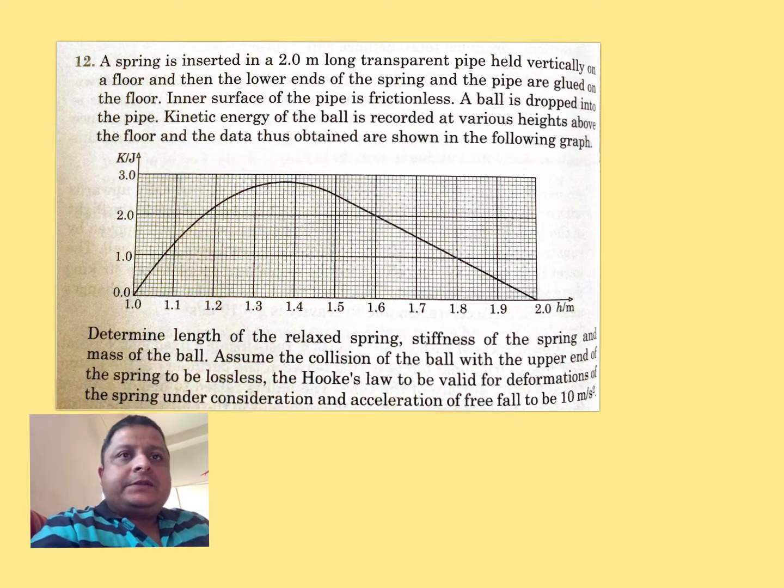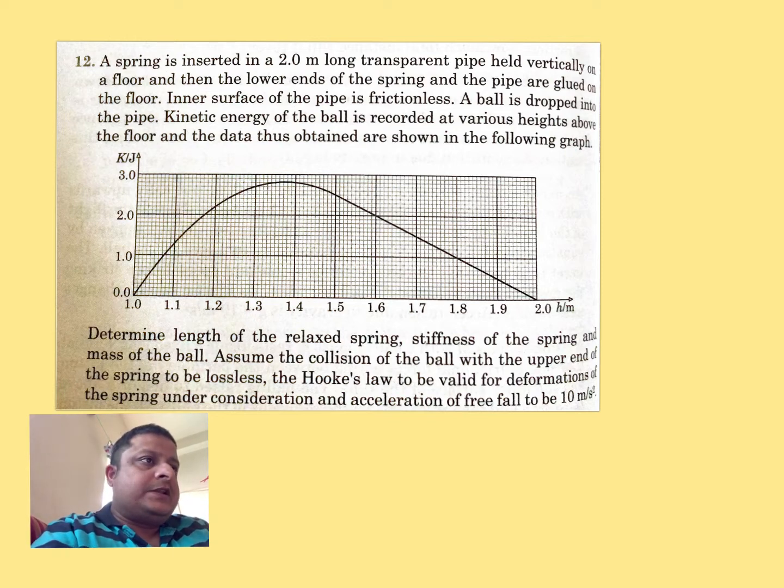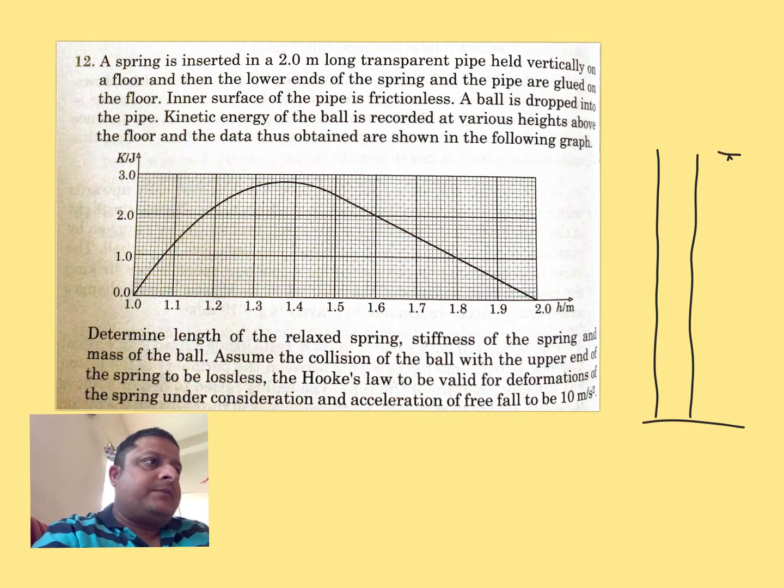This was a request. Just look at the statement of the problem. A spring is inserted in a 2 meter long transparent pipe. Let me draw it along with reading the statement. So there is a 2 meter long pipe like this. The length is equal to 2 meter. Transparent pipe held vertically on a floor, and then lower end of the spring and the pipe are glued on the floor. Inner surface of the pipe is frictionless.